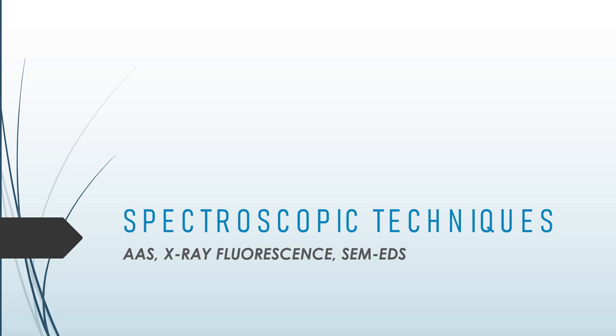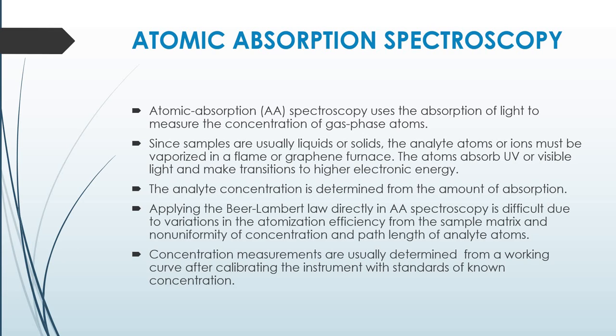Today's lecture is based on spectroscopic techniques, that is AAS, X-ray fluorescence and SEM EDS spectroscopic techniques. So first of all, what is AAS? It means atomic absorption spectroscopy. Atomic absorption spectroscopy uses the absorption of light to measure the concentration of gas phase atoms.